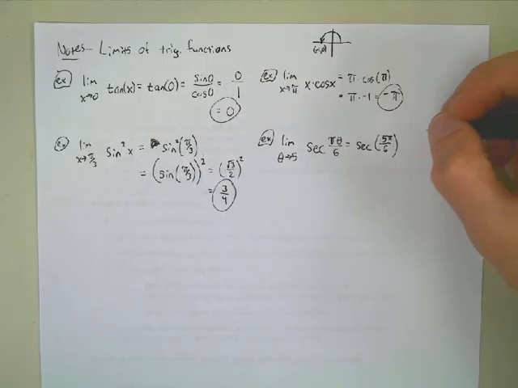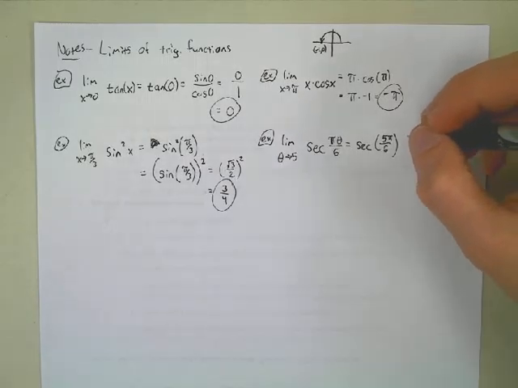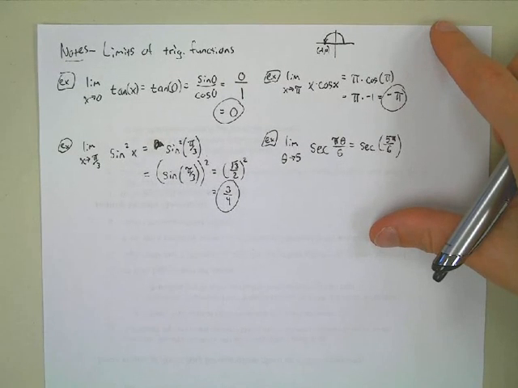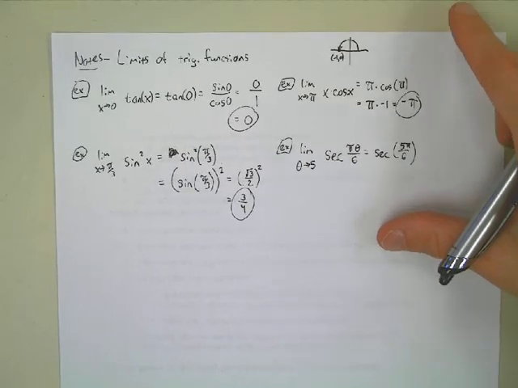Pi 5. Hate that place. Or you can say 5 pi over 6, which is probably what we're going to say because that's what we normally write.